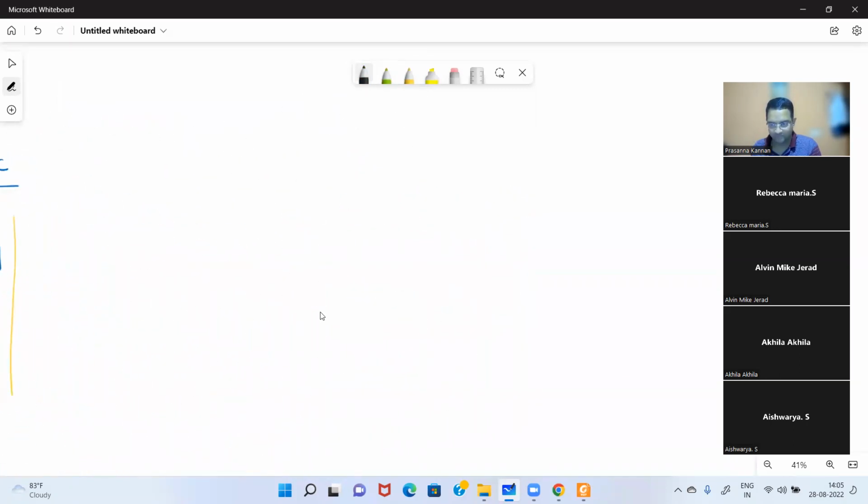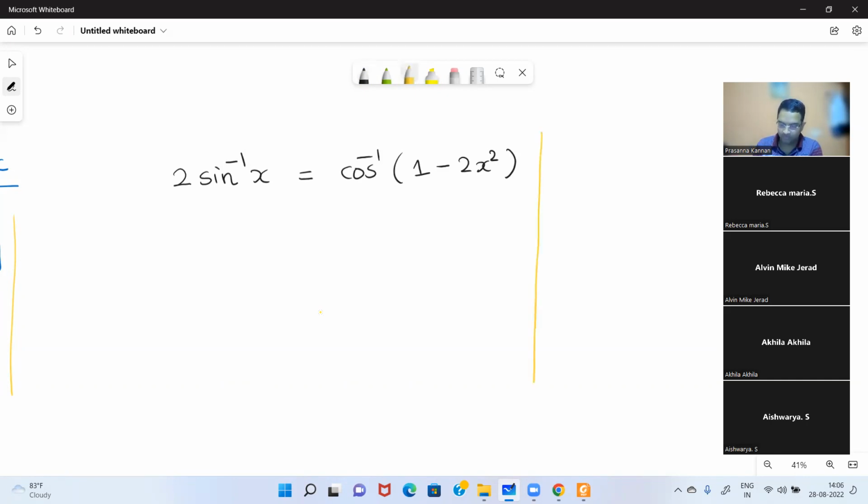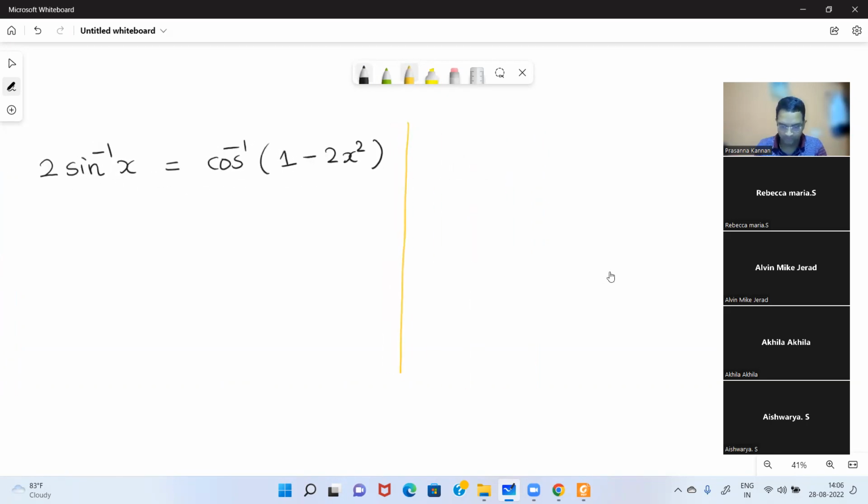Try it yourself. Prove that 2 sin inverse x is equal to cos inverse of 1 minus 2x squared. Prove that 2 cos inverse x is equal to cos inverse of 2x squared minus 1.